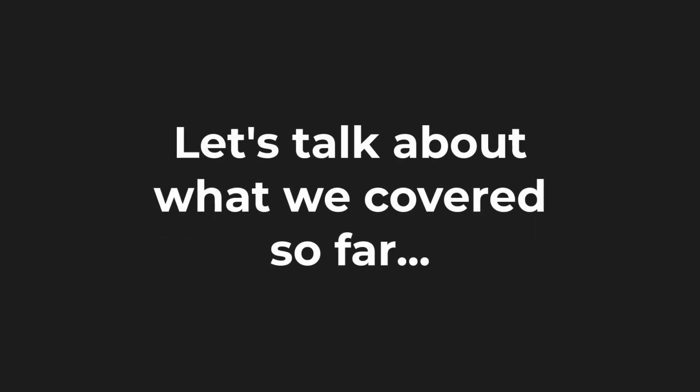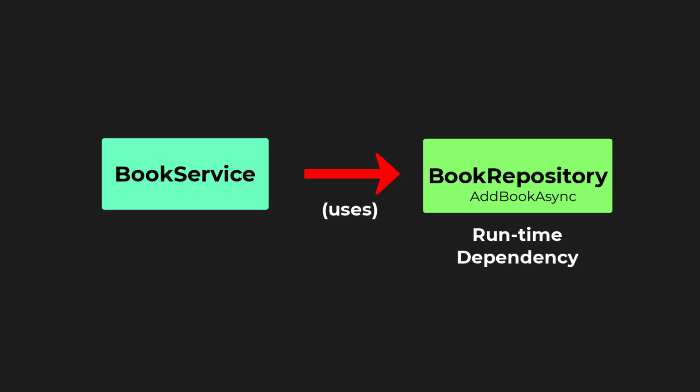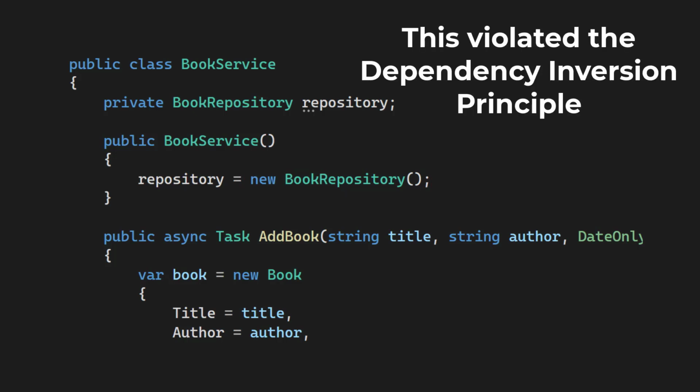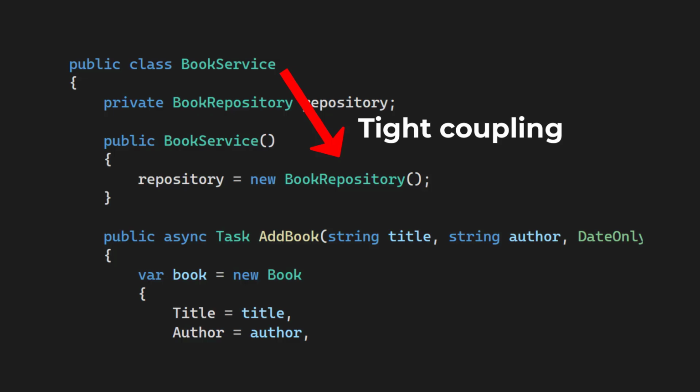Let's talk about what we covered so far. First, the bookService object had a runtime dependency on a book repository object. This is because bookService needed to invoke its addbook_async method. And we turned this into a compile time dependency by letting the bookService class create an object of the book repository class. This violated the dependency inversion principle and led to tight coupling.